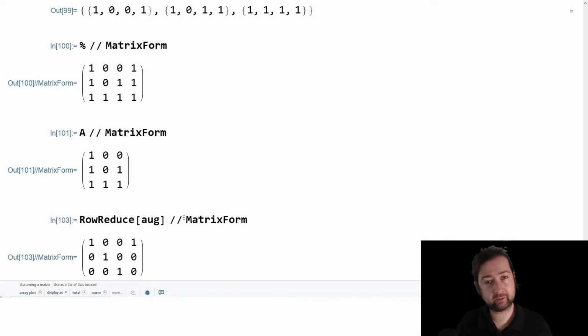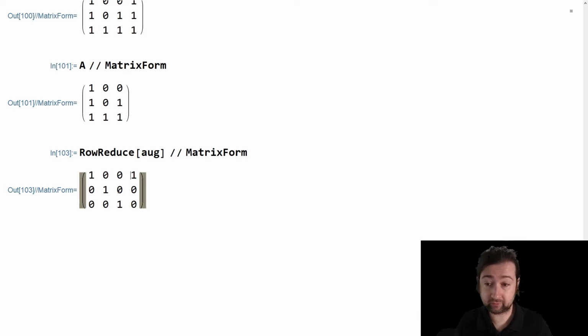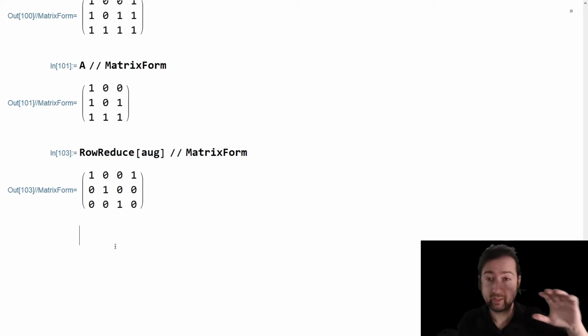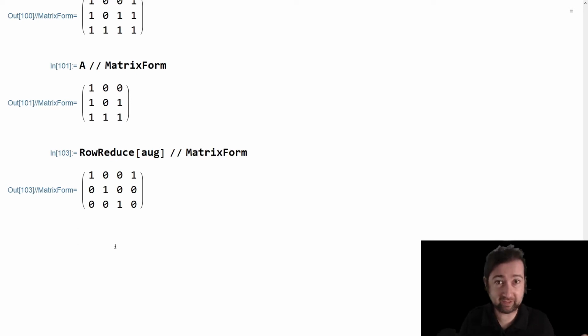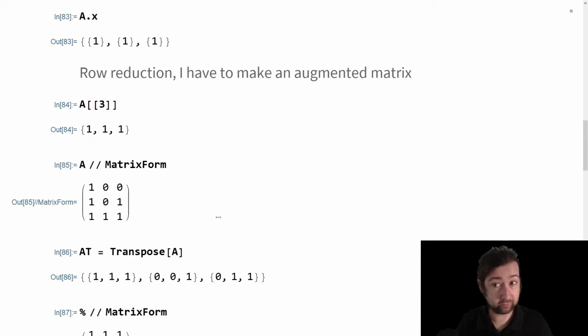And to make it easier to read, we can put it in matrix form, and that tells us the answer. That x1 is 1, x2 is 0, and x3 is 0, right? So this kind of approach to solving linear systems is very typical. Okay. All right. Now there are other methods that will be covered in the notebook as well.